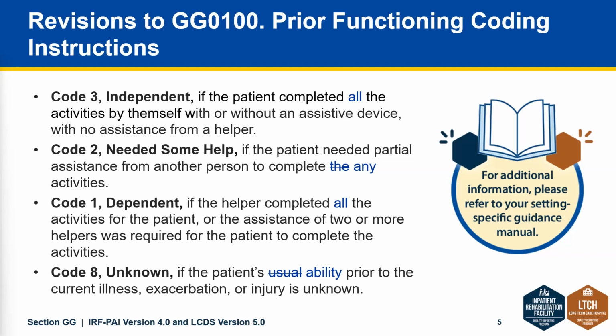If the helper completed all the activities for a patient, or the patient required the assistance of 2 or more helpers to complete the included activities, then code 1 dependent would be indicated. We also want to point out the graphic that you see on the right of slide 5. When there is additional information for your review that can be found in the guidance manuals, as is the case with this item, it will be noted with this graphic.